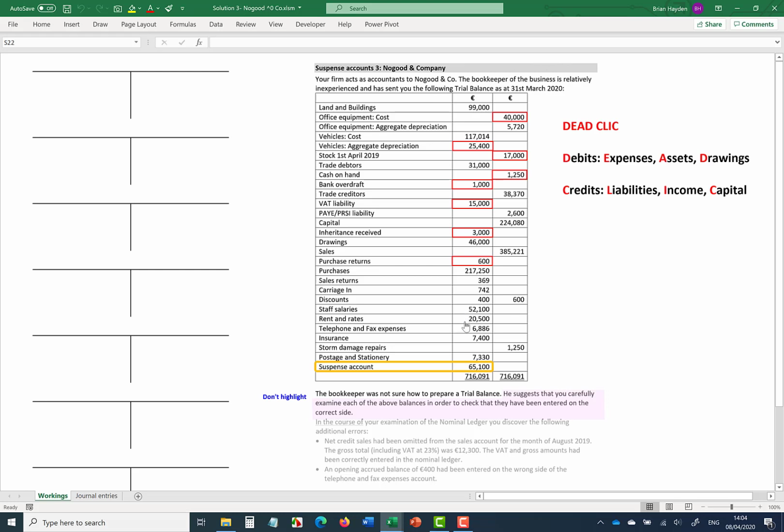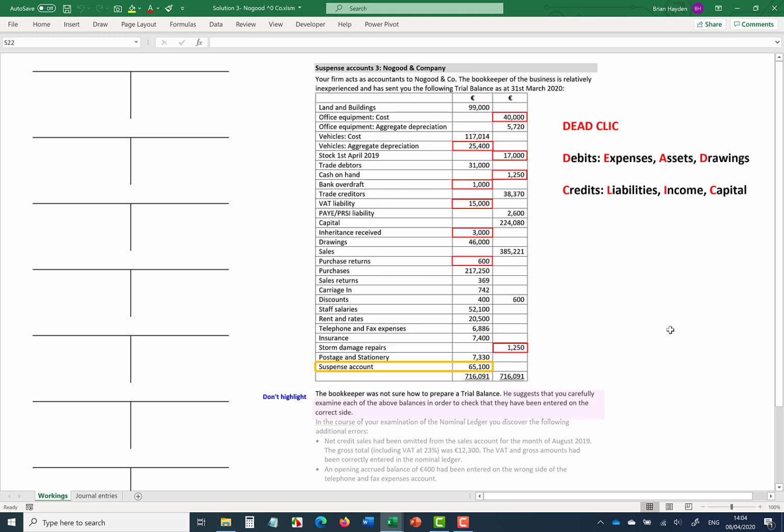Staff salaries are expenses, rent and rates are expenses, and these are all placed in the debit columns. Telephone and fax, insurance, these are all expenses. Storm damage repairs, well, this is an expense. It should be placed in the debit columns. That's a problem item. And postage and stationery is an expense, which is correctly placed in the debit column.